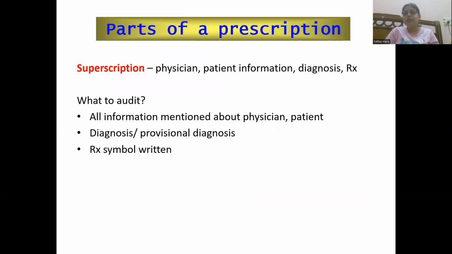Now in the superscription, the physician name and patient information have to be given, along with the diagnosis of the disease and the treatment symbol. Now what to audit, that is, what we have to see in the superscription part: all information about the physician and patient has to be properly written. The diagnosis or provisional diagnosis should be proper and correct. Whether the Rx symbol has been written or not has to be seen in the superscription part while critically appraising the prescription.